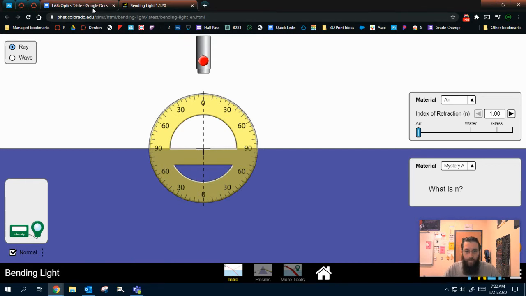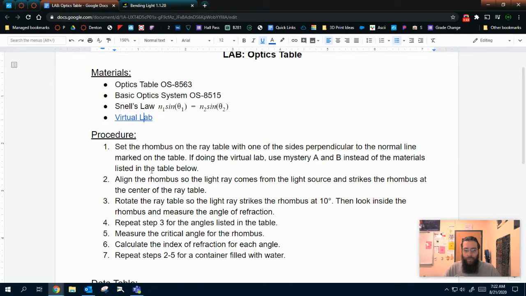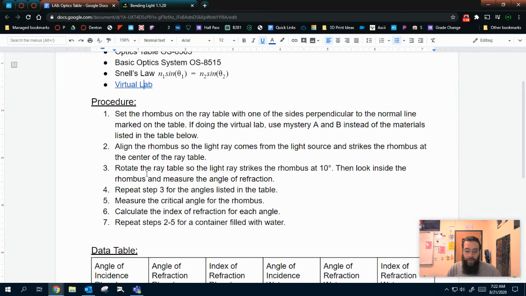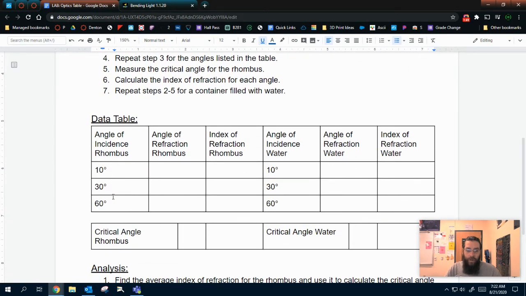So if we look at our procedure here, it says that we're going to have to align all of this stuff. Again, some of that's more for the lab, but basically we need to send the laser in at these three angles and measure the angle of refraction, okay? And then we're going to use that to calculate later on the index of refraction. Now, each one of these should give us the same index of refraction, but it might be slightly different depending on how we measure it. And then last but not least, we need to find the critical angle. So again, where it says rhombus, think mystery A, and where it says water, think mystery B.